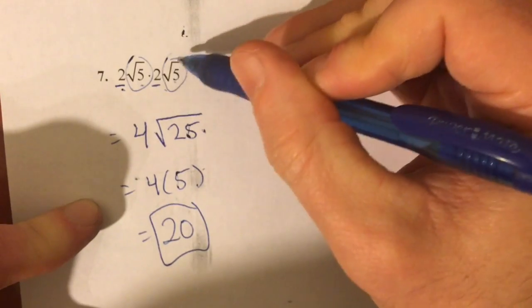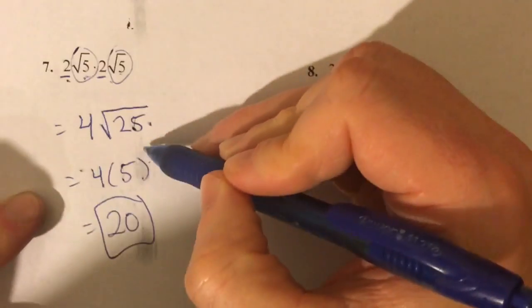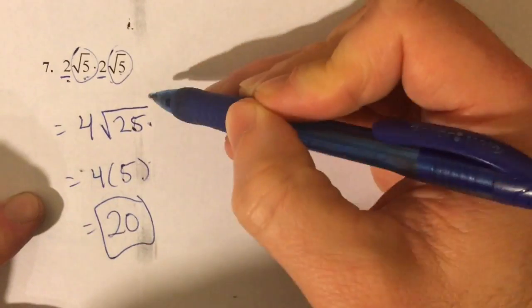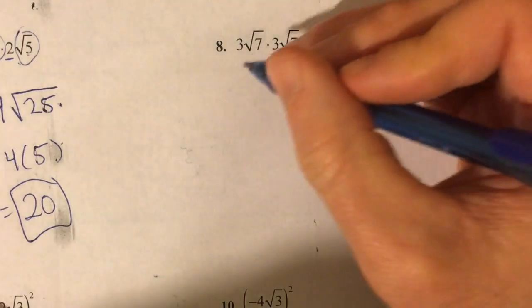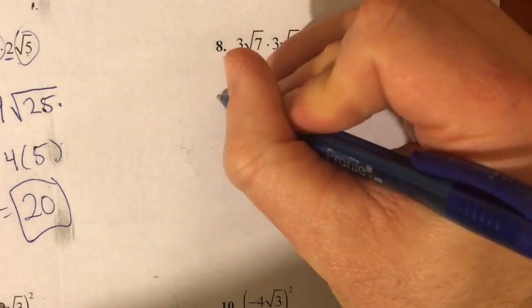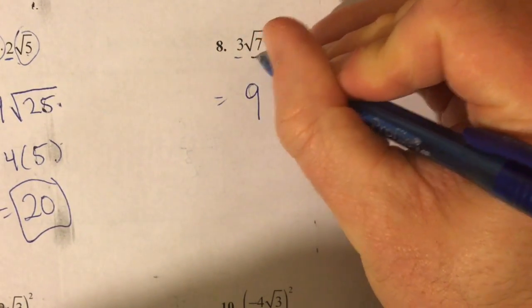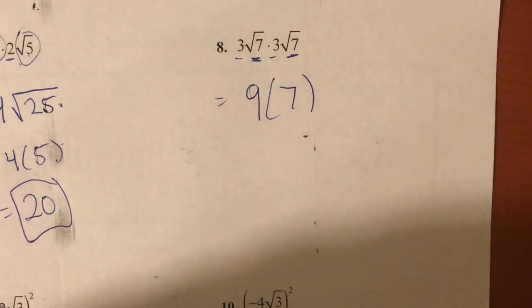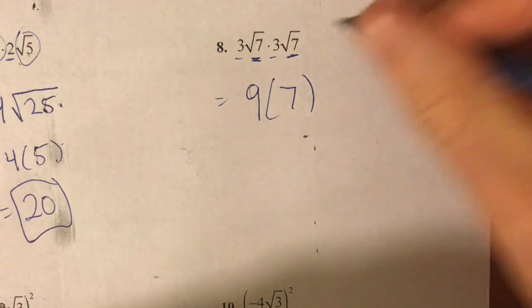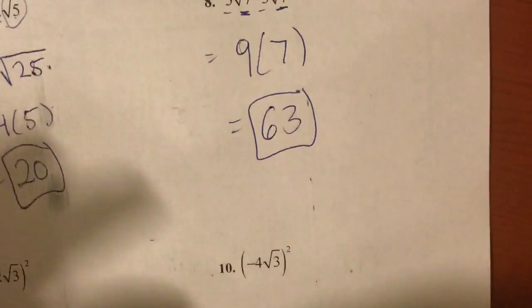So if you want to start to skip this step and go straight to here, that's fine with me. I want you to get that idea that root 5 times root 5 is just going to be 5. But I also don't have a problem if you write that middle step to help you, kind of build that perfect square and then take its square root, whatever works for you. 3 root 7 times 3 root 7, just don't forget the 3's. 3 times 3 is 9. Root 7 times root 7 is going to just give you 7. Yeah, root 49, but that's 7. And 9 times 7, 63.